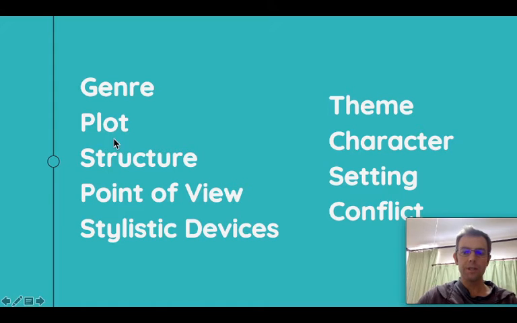So just to quickly review, these are the elements of narrative that we're talking about in this series: genre, plot, structure, point of view, stylistic devices, theme, character, setting, and conflict. And today we are focusing on structure.